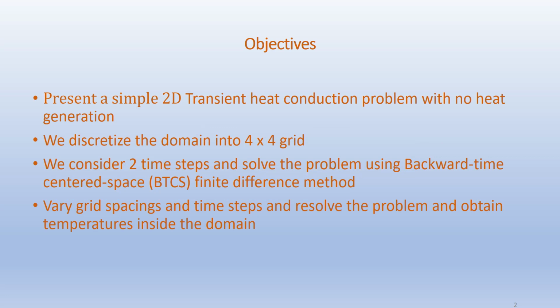Our objectives are to present a simple 2D transient heat conduction problem with no heat generation. We will then discretize the domain into, say, a 4x4 grid. We will consider two time steps and solve the problem using the backward time centered space, or BTCS, finite difference method. We will then vary grid spacings and time steps, resolve the problem, and obtain temperatures inside the domain.